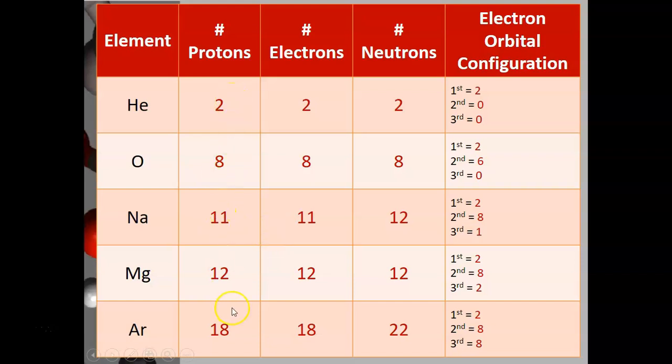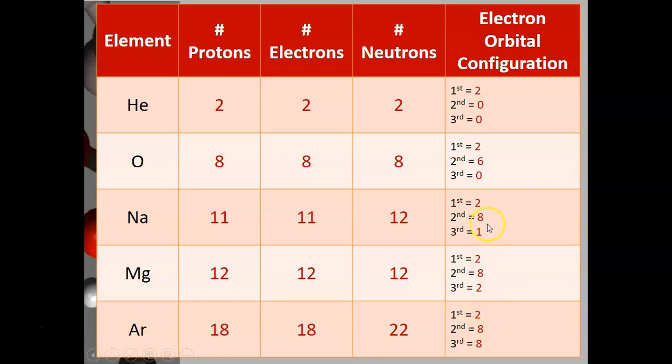So all of your protons should be the same number as your electrons, right, because we're dealing with neutral atoms. Your number of neutrons was your atomic mass, rounded to the nearest whole number, minus the number of protons, so for sodium you get 12, magnesium you get 12, argon you get 22.